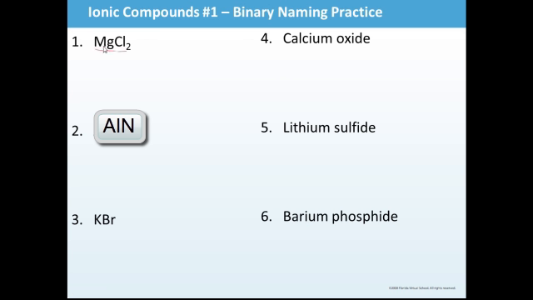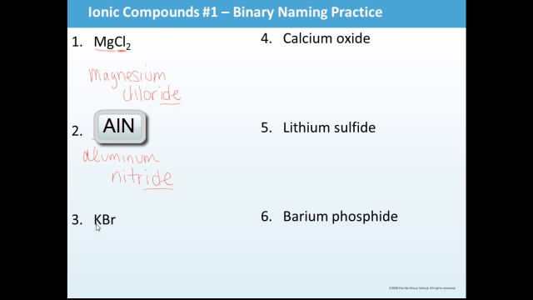Number 1, magnesium is a main group element, therefore I just name it. And then I take the second element and write out the name, but I'm going to change the ending to IDE. So it's going to be magnesium chloride. Number 2, aluminum is a main group element, therefore I'm just going to name it. And then I name the anion, changing the N to IDE, so it's nitride.